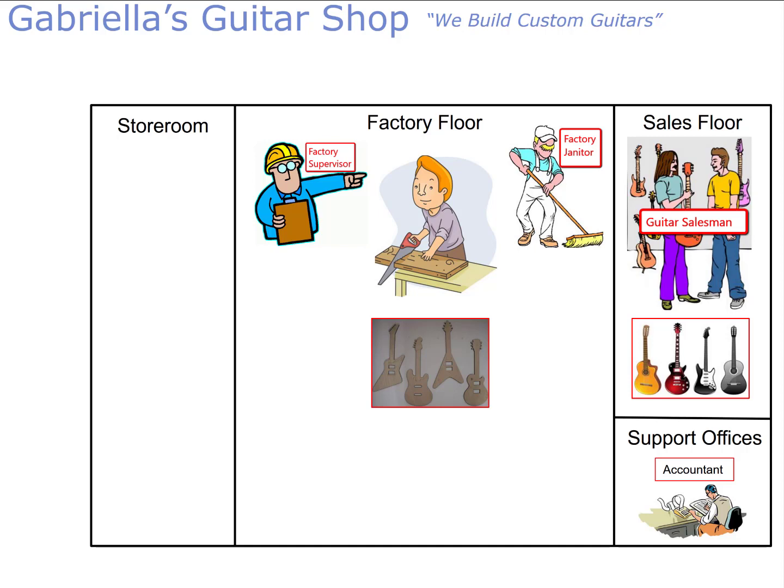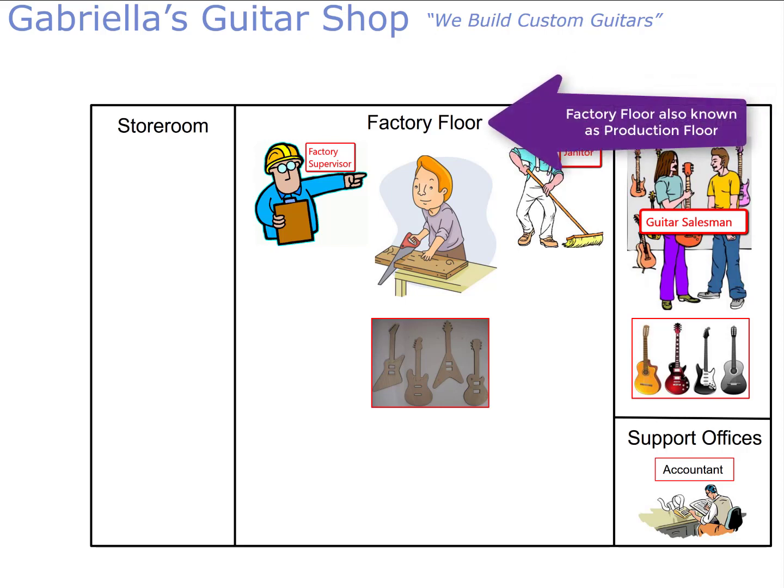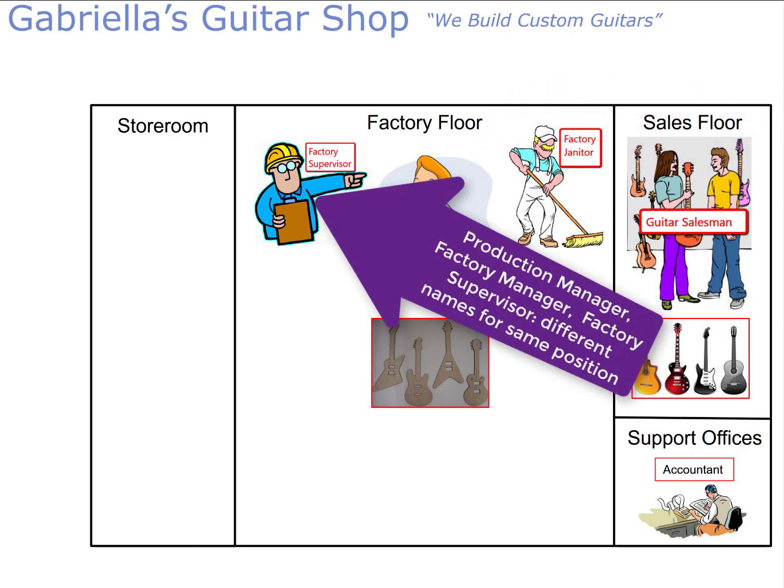guitar jobs. On this slide, I want you to visualize what's going on inside the guitar factory, but first, keep in mind that some jobs have different names. In the homework, the factory is sometimes called the production floor. So a production manager, or factory manager, or factory supervisor are three different names for the same job.